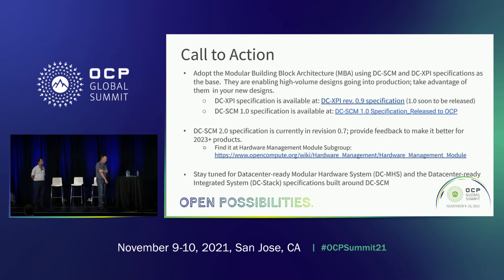So our call to action, right? I've shown you a few things that we're doing. We look forward to seeing what everybody else is doing, what everybody else can add to this ecosystem. We do have the DC-XPI discussion later on today. DC-SCM specification 2.0 is in the works with the OCP community. The goal is to add key features that fed back on 1.0 so that we can expand the adoptability throughout the industry.